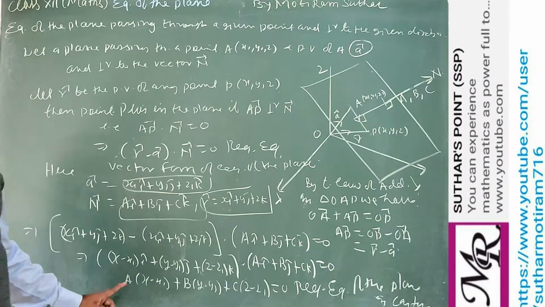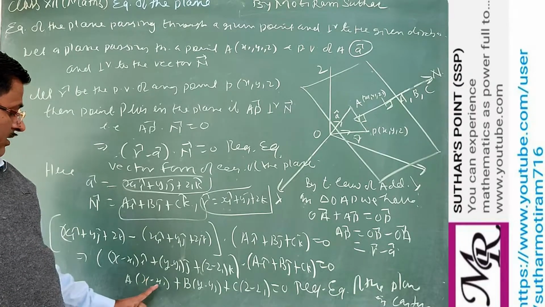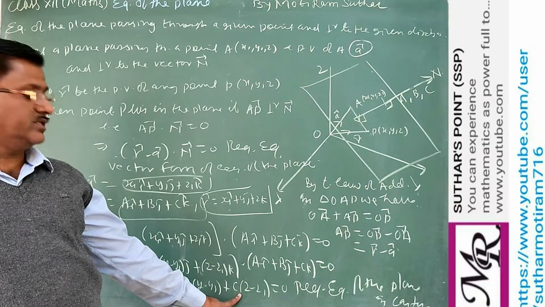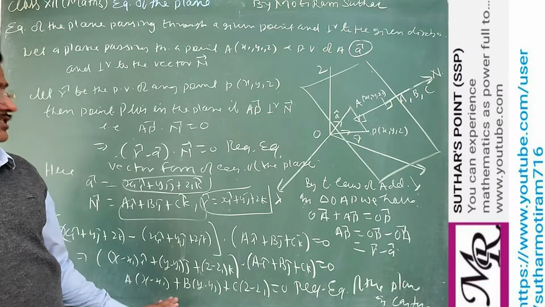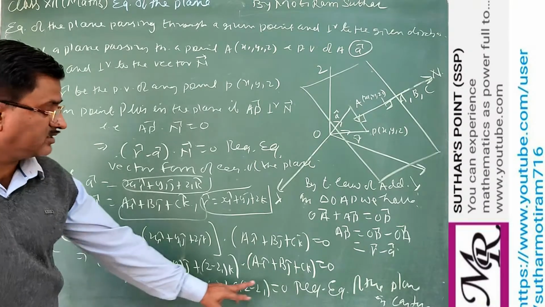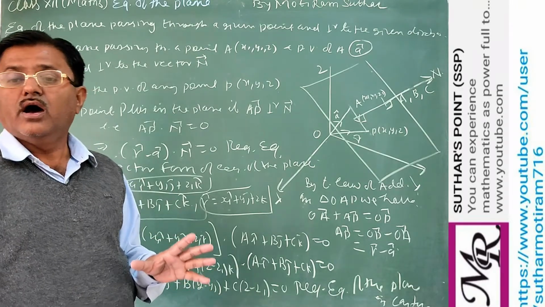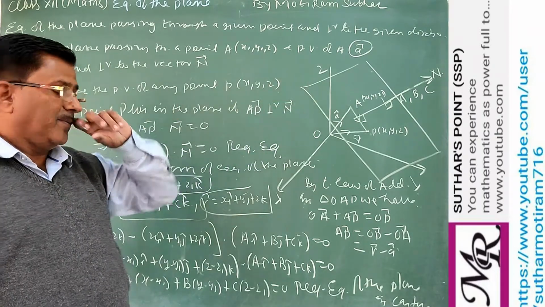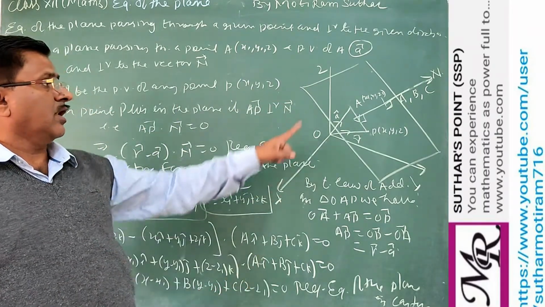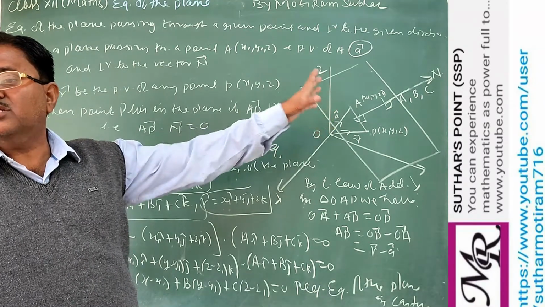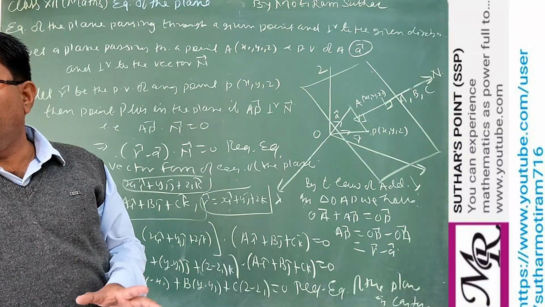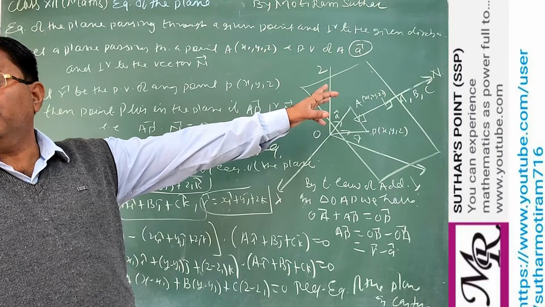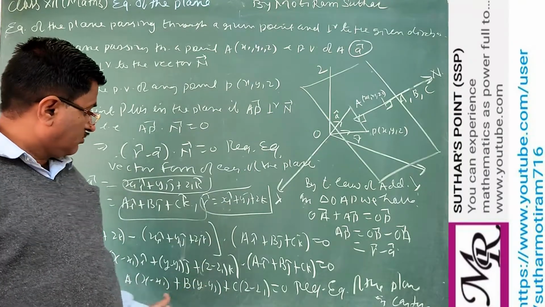Only what we see: a(x minus x1) plus b(y minus y1) plus c(z minus z1) equal to 0. So you know the symbolical meaning. What are x1, y1, z1? They are the coordinates of the given point A. And what is the meaning of capital A, B, C? Capital A, B, C are the direction ratios of the normal, the given vector to which the given plane is perpendicular. So this equation is very important.